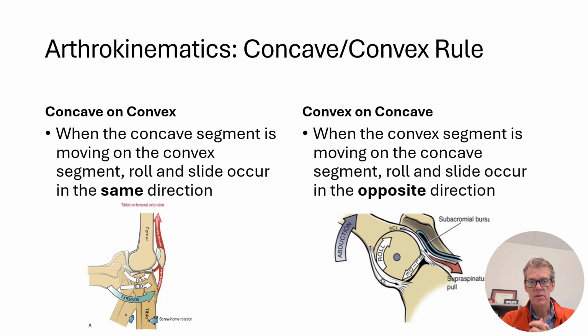Because these things typically occur in combination, there's a rule we use to know the directions that these things are going. Like, how do we draw these arrows? How do I describe superior, inferior, medial, lateral? I don't know, right? So there's a rule. It's called the concave-convex rule. And this is the rule. If it is the concave surface, the rounded surface, that's moving on the convex surface, the roll and the glide are going to occur in the same direction.